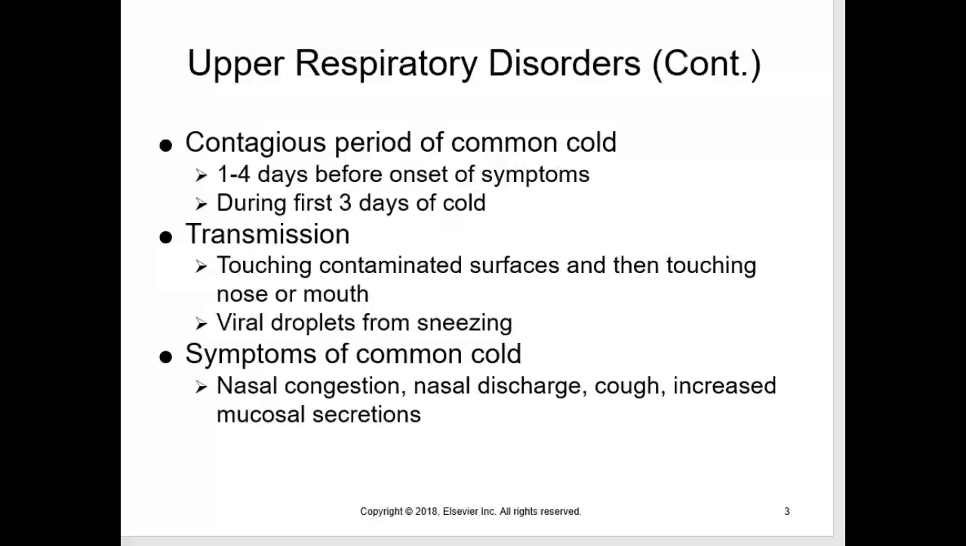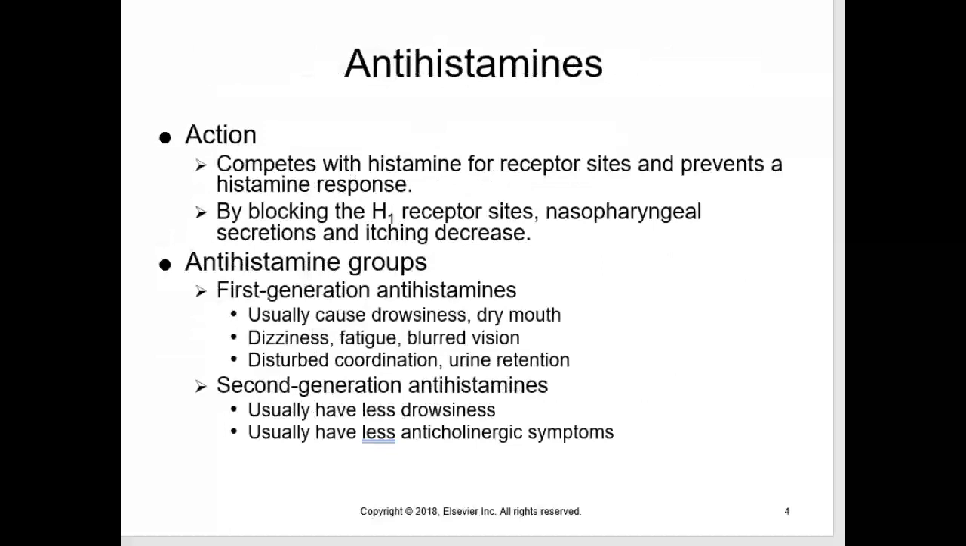The group of drugs used to manage cold symptoms include antihistamines or H1 blockers, decongestants, antitussives, and expectorants. The first classification of drugs we're going to talk about are antihistamines. So what is a histamine? A histamine is a chemical mediator in the body that's responsible for causing the runny and congested nose that patients experience when they have rhinitis.